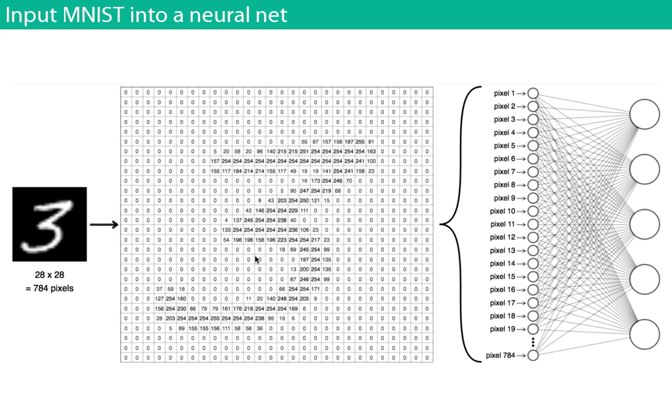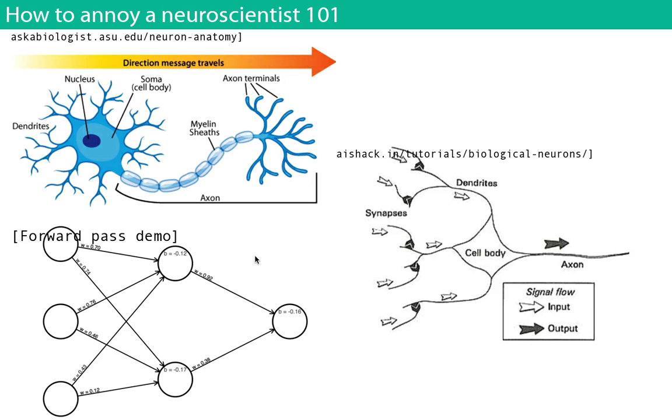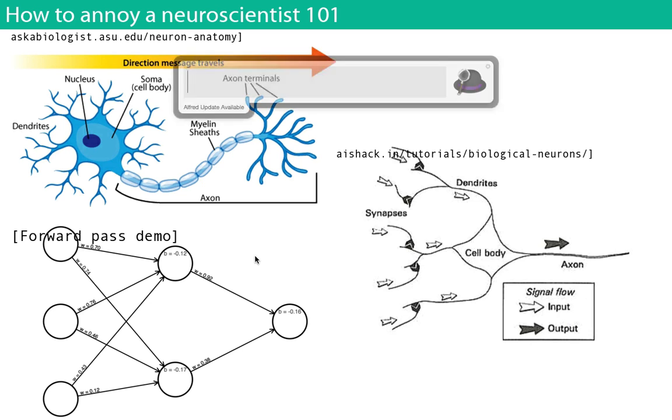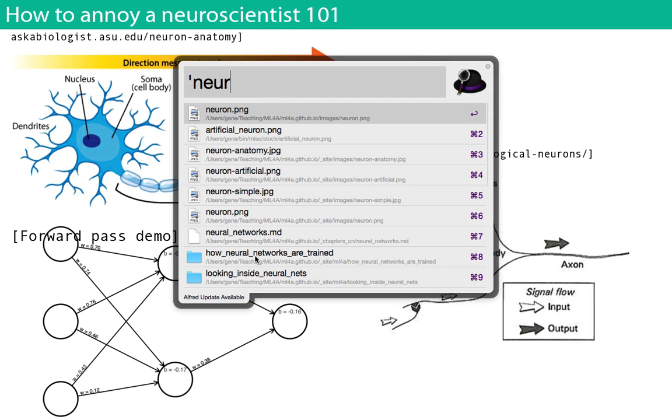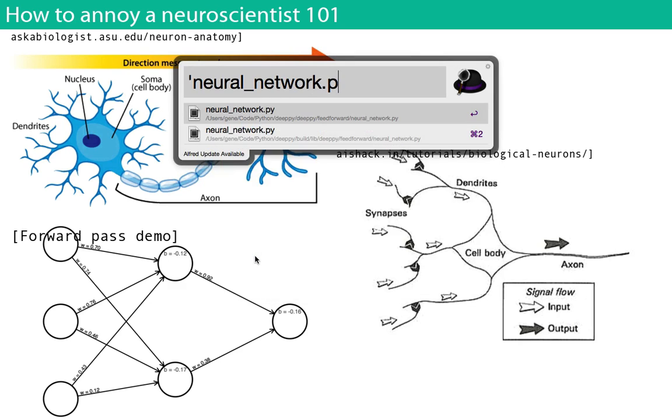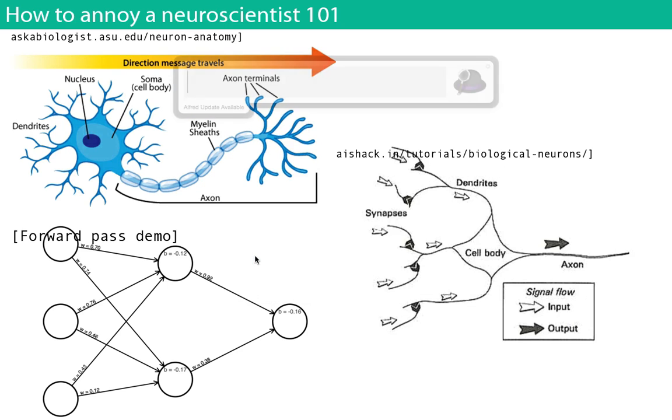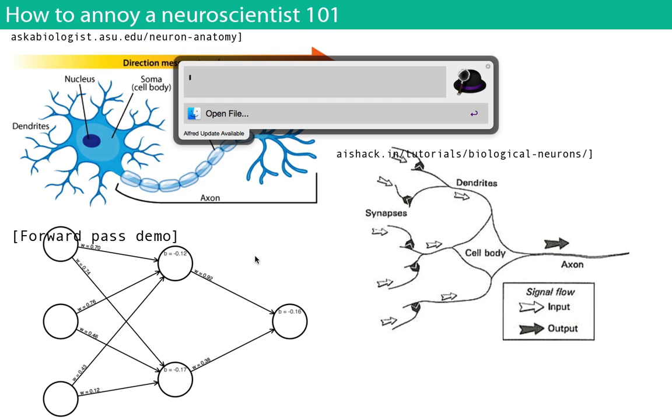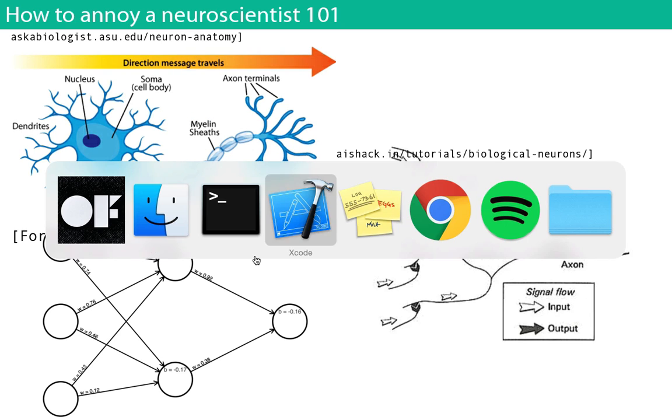So that's a neuron, and where's my neural network? These are out of order, sorry. Let's do a forward pass. Yeah, look at this demo.